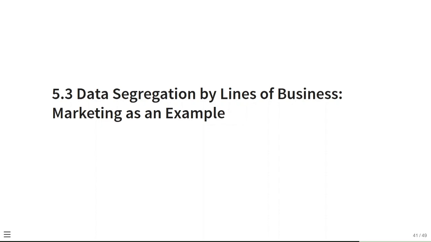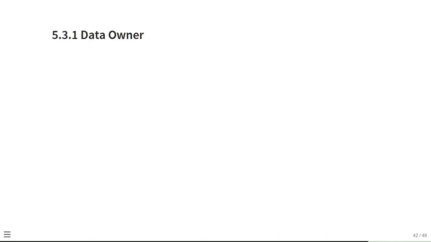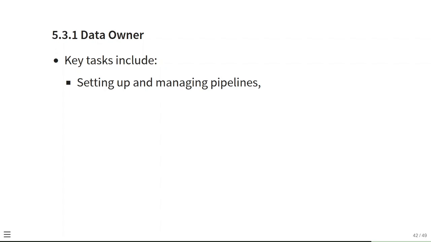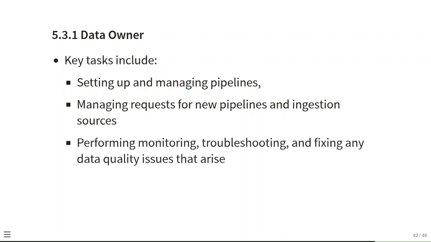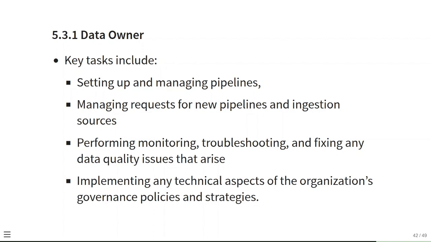We will take a look at the marketing department as an example of data segregation by lines of business. For the marketing department, the data owner's key tasks include setting up and managing pipelines, managing requests for new pipelines and ingestion sources, performing monitoring, troubleshooting and fixing any data quality issues that arise, and implementing any technical aspects of the organization's governance policies and strategies.